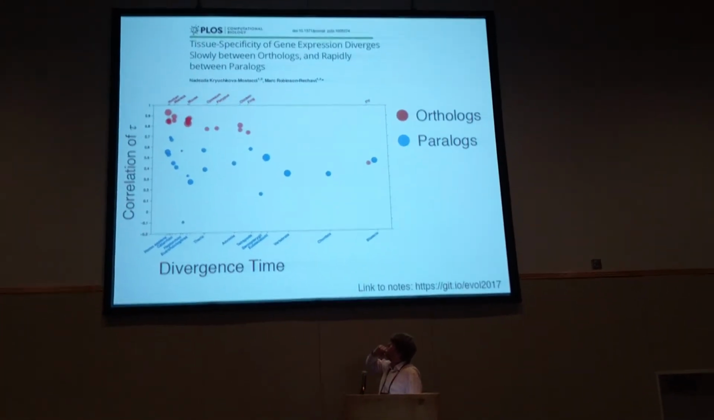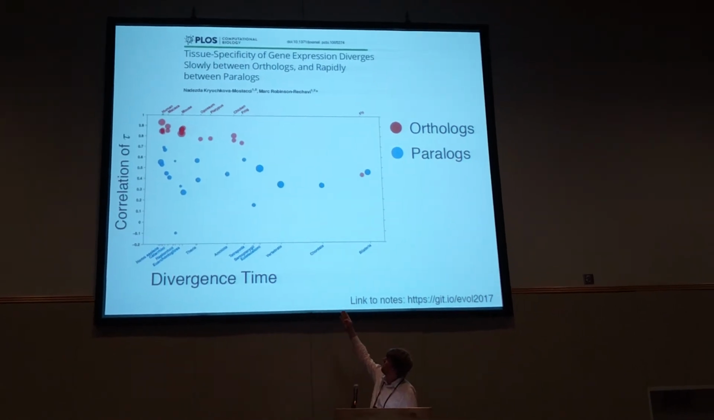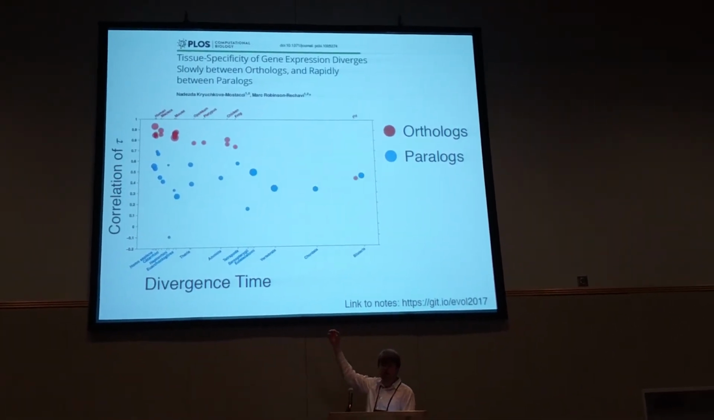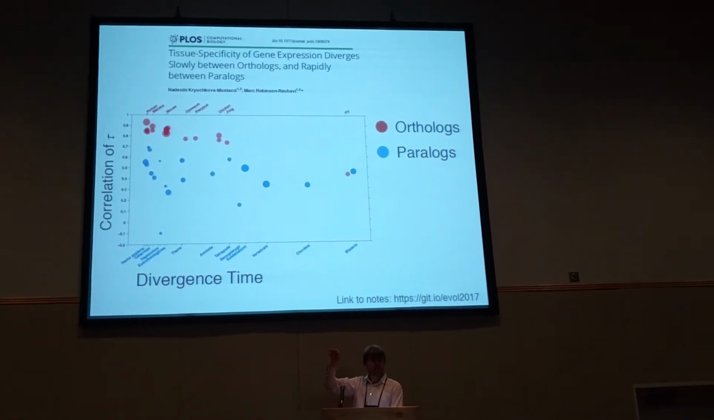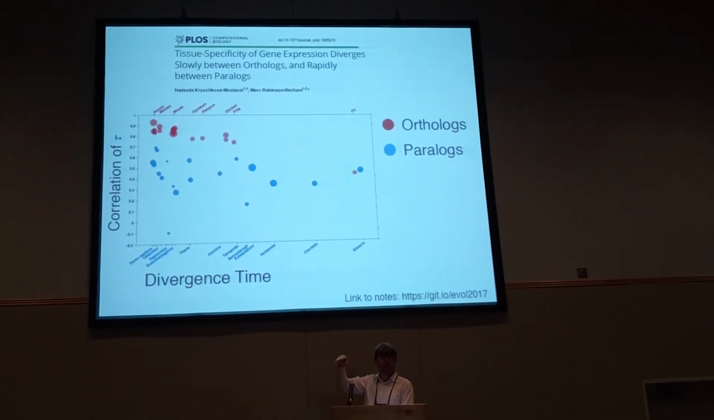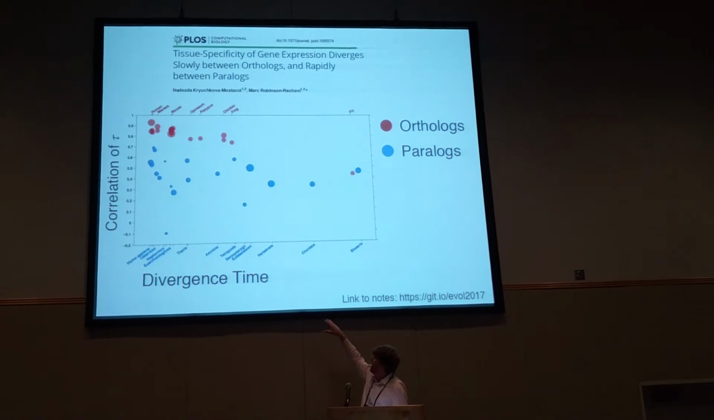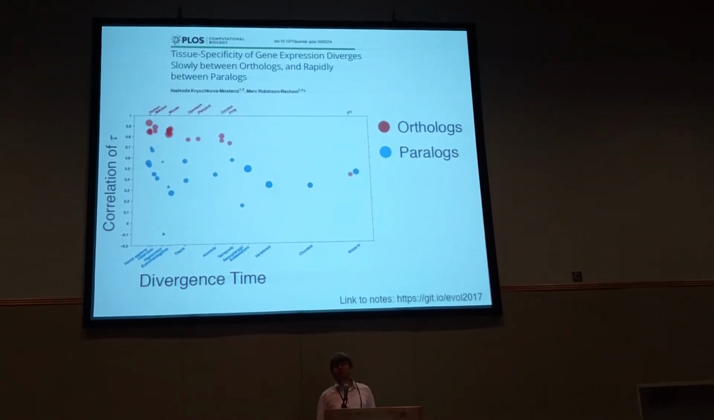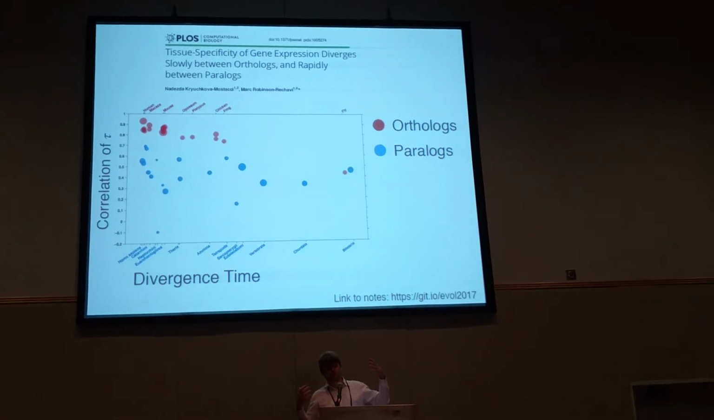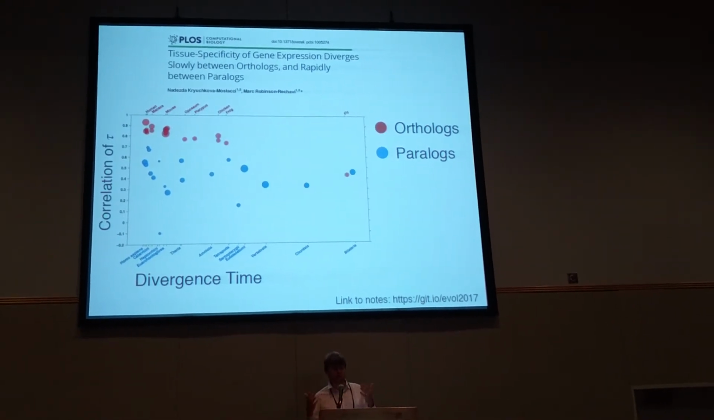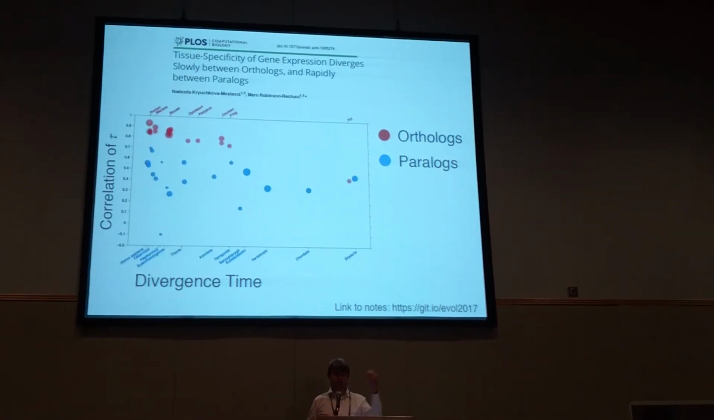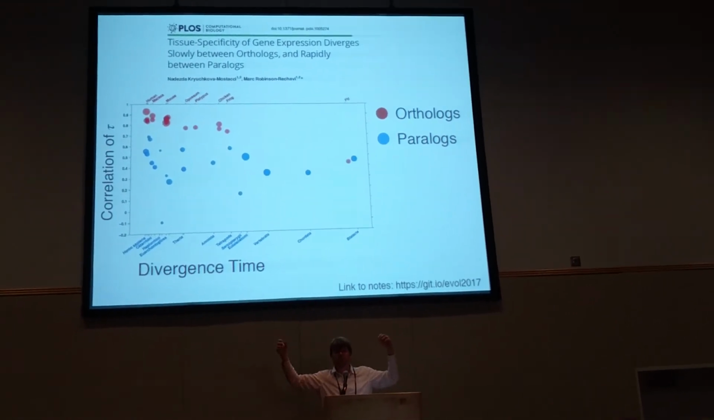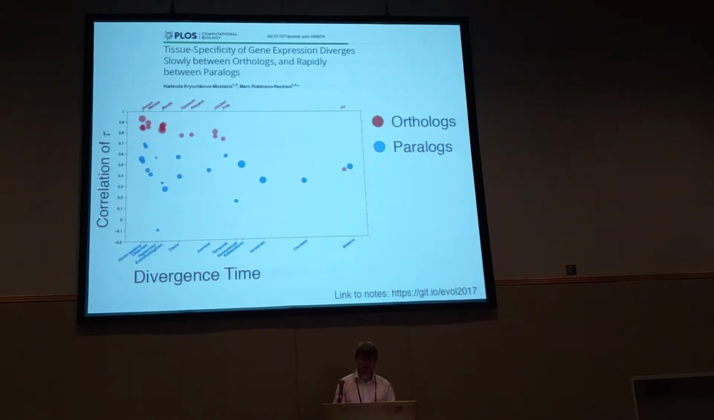What we can see here is that there's much higher correlation in tau between orthologs that diverged at the same depth in the tree versus the paralogs that diverged at the same depth in the tree. So given the depth in the tree, there's more correlation. They took this to indicate that if you know what one ortholog is doing, you're much more likely to know what another ortholog is doing rather than knowing what a paralog is doing.